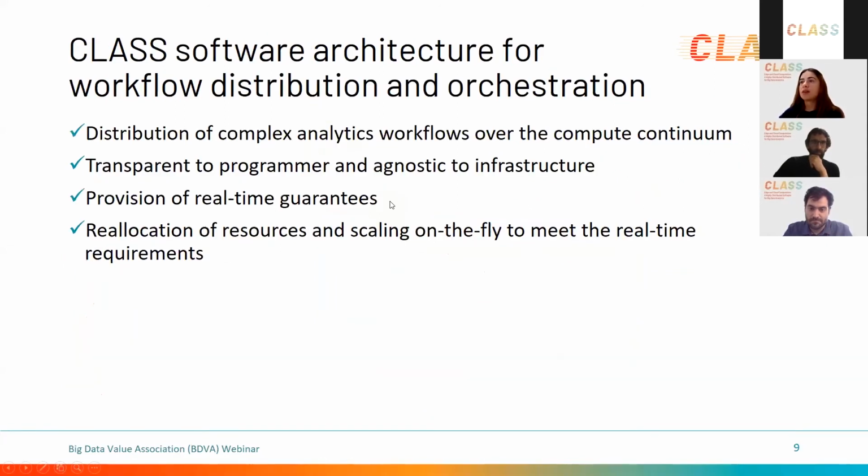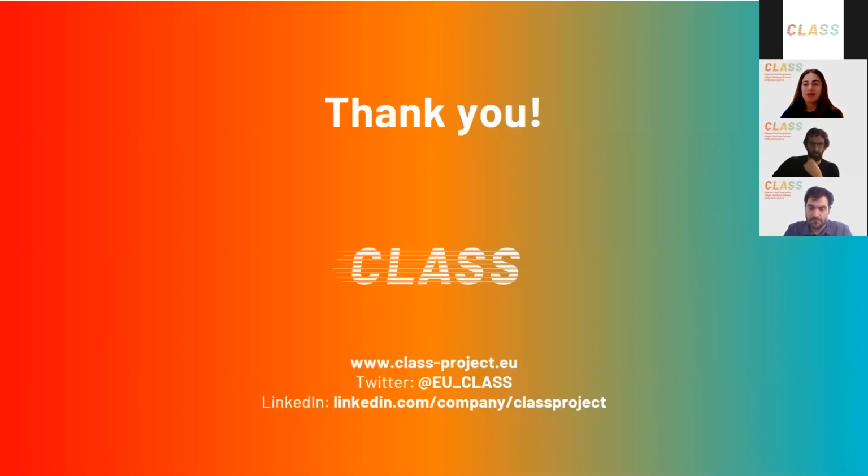So summarizing, we have seen how the CLASS software architecture and the COMPSS workflow orchestrator are employed first to design and distribute the complex analytic workflows over the compute continuum in a way that is transparent and agnostic to the programmer and agnostic to the infrastructure, and how using our orchestrator we can provide real-time guarantees and ensure the dynamic reallocation of resources and scaling on the fly to meet the real-time requirements. So that's all for me.